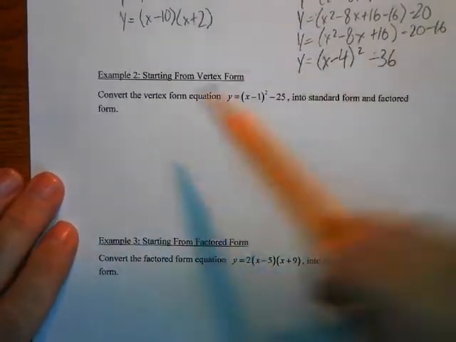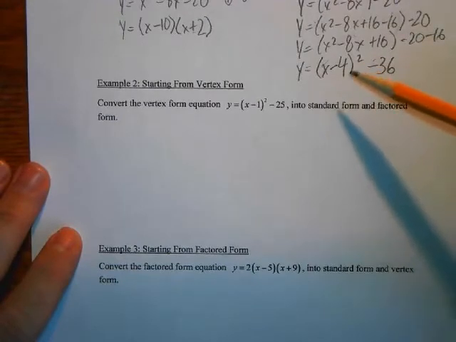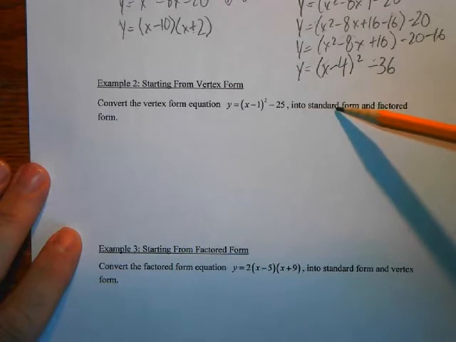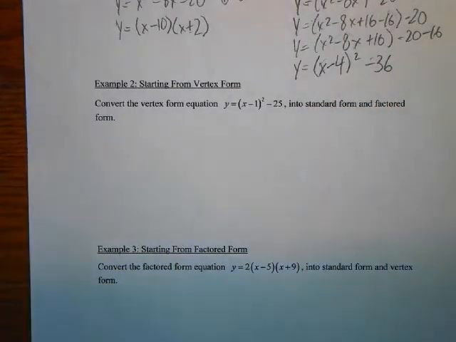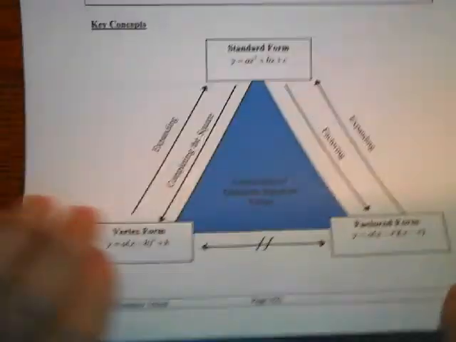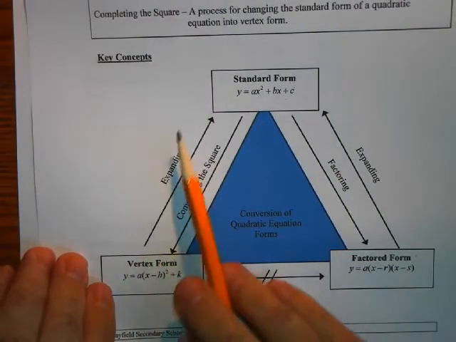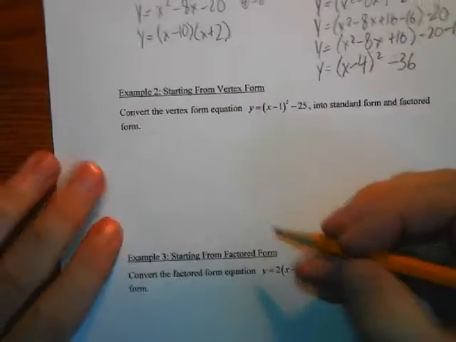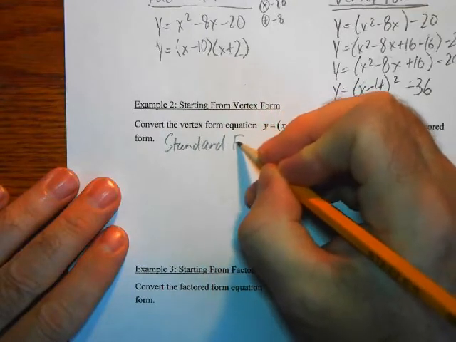Okay, next example. This time we're starting from vertex form. So if I want to create standard form and factored form, I really have no choice but to do the standard form first, because like we said on the chart, I can't go directly from vertex form to factored form. I have to get standard form first. So that's what we'll do. So standard form.